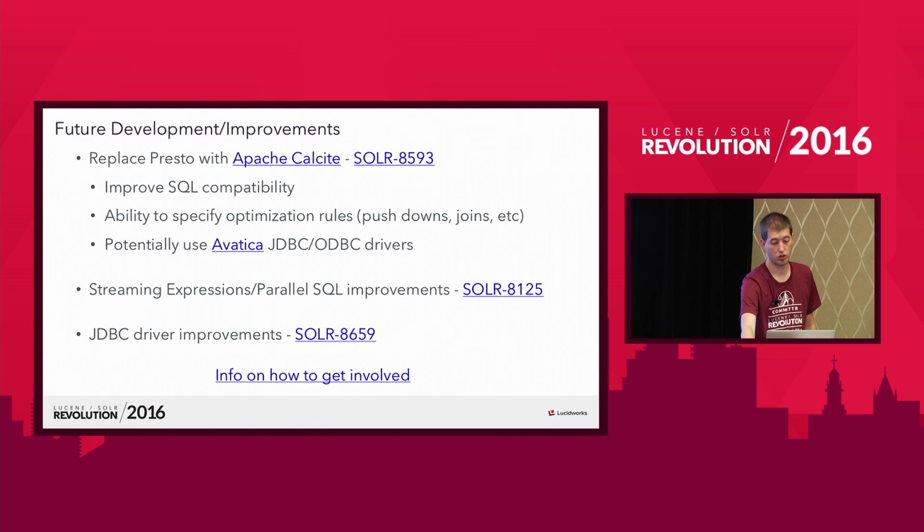So, some future development and improvements. The biggest limitation we're hitting right now on the parallel SQL side is the Presto SQL parser that's behind the scenes. Right now it's really hard to extend for some of the use cases that we really want to get to. So I've done a little bit of work on this, getting Apache Calcite in there. This should give us improved SQL compatibility. It should fix most of the things like nested queries that don't work today. We'll be able to specify optimization rules.